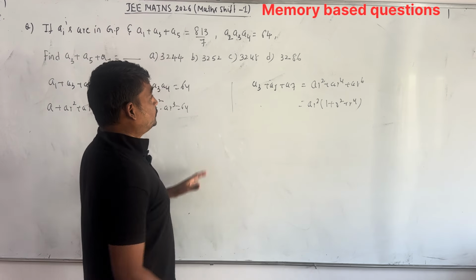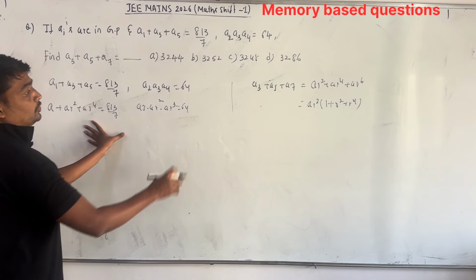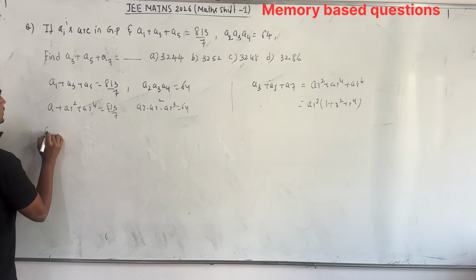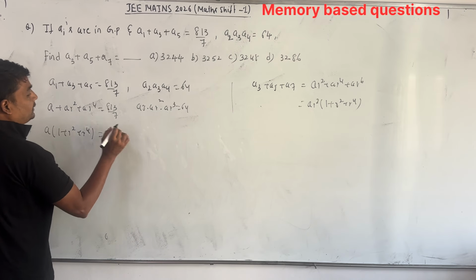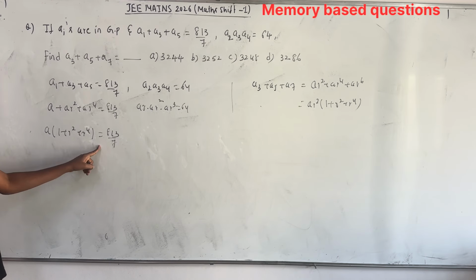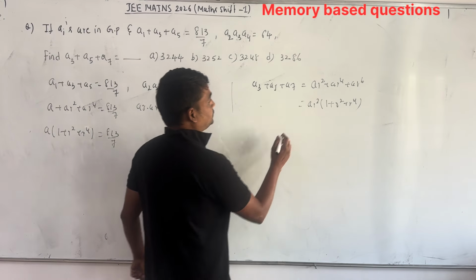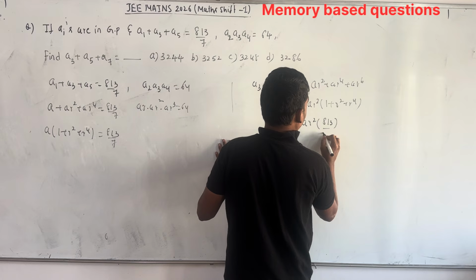So to get this value, we need to know the A and R values both. How can we get them from these two equations? Two variables we need to solve. So two equations, two variables, we can solve this question. Suppose now you take A common, you get 1 plus R square plus R power 4 equal to 813 by 7. So 1 plus R square plus R power 4 equals 813 by 7. Substitute here. So A into R square into 1 plus 813 by 7 we got.